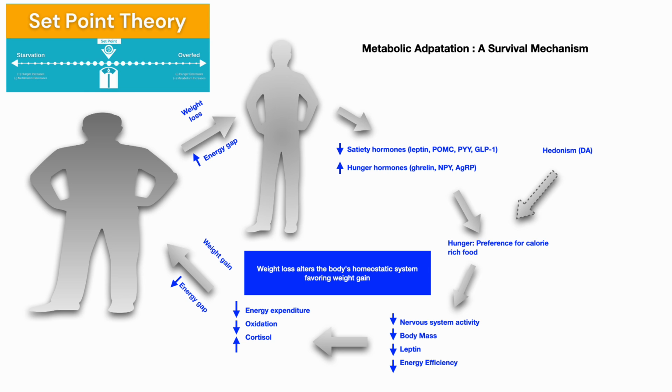So when that happens, when you have a deficiency in calories, there is what is called metabolic adaptation. It's a survival mechanism to protect you. So what happens? You have the satiety hormones diminish, such as GLP-1, leptin, POMC, PYY, and all these. And at the same time, you have an increase or abundance of the hunger hormones, such as ghrelin and NPY and the agouti-related peptide.